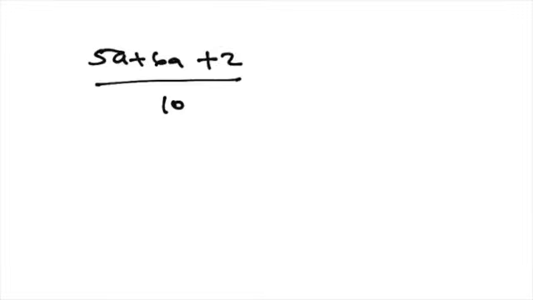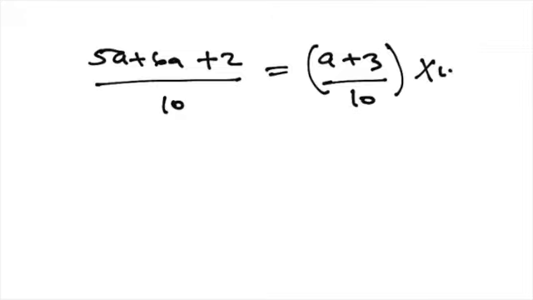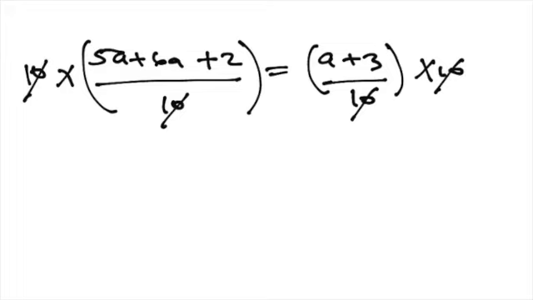So 5a plus 6a plus 2 over 10 is equal to a plus 3 over 10. Now you can get rid of 10 by multiplying both sides by 10. So 10 goes with that, 10 goes with this. So 5a plus 6a is 11a plus 2 is equal to a plus 3.